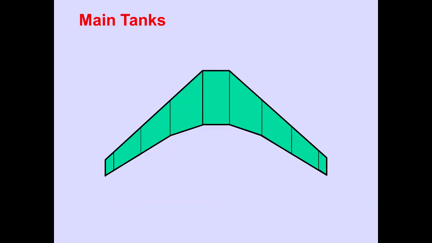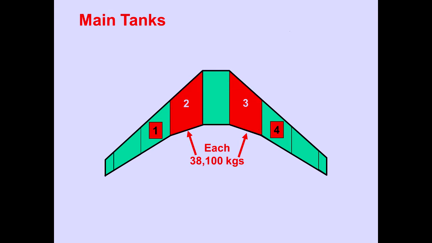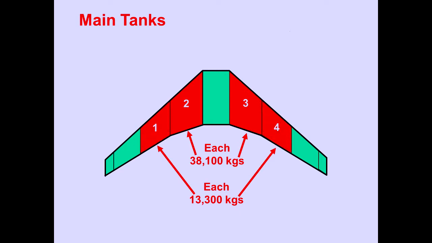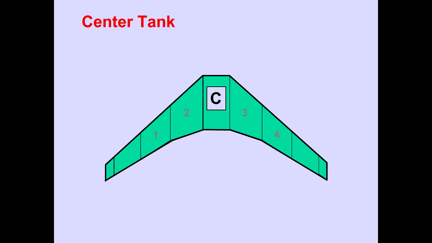There are 4 main fuel tanks, numbered 1, 2, 3, and 4. Main tanks number 2 and 3 each hold approximately 38,100 kilograms. Main tanks number 1 and 4 each hold approximately 13,300 kilograms. The center wing tank holds approximately 52,100 kilograms.